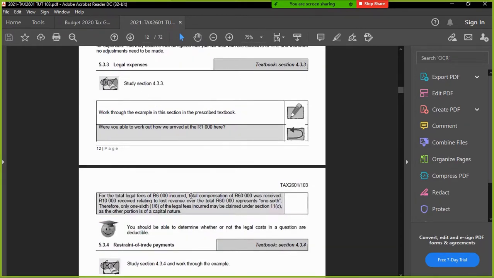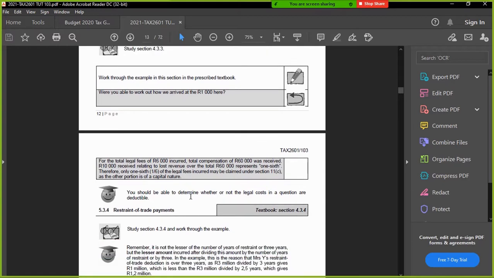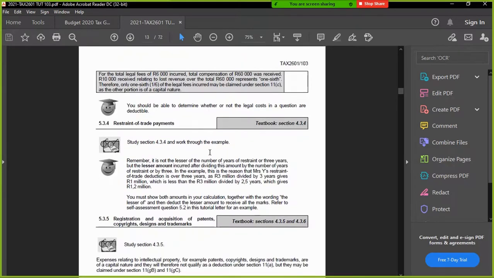Legal expenses we spoke about. Restraint of trade. Here's that whole 3 years, the lesser of 3 years and the amount. This is quite a good example. This I would definitely say please have a look at in terms of example. It's what I spoke about earlier. If it's 3 years or 2.5, which is shorter? 2.5. Do you agree? Yes. So it will be the shorter of the two. It wouldn't be the 3 years. Let me just go back to the notes and show you that again.